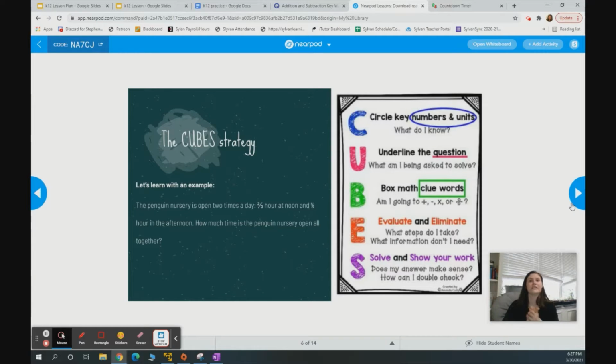All right, now that they've had practice with those vocabulary words, we're going to go into what's called the CUBES strategy. With the CUBES strategy, we need to circle our key numbers and units. We need to underline the question. We need to put a box around our math clue words, and we need to evaluate. Once we have all those things pulled out, we need to figure out what our next step is. And then once we've figured out what we're doing, we have to take the time to solve.